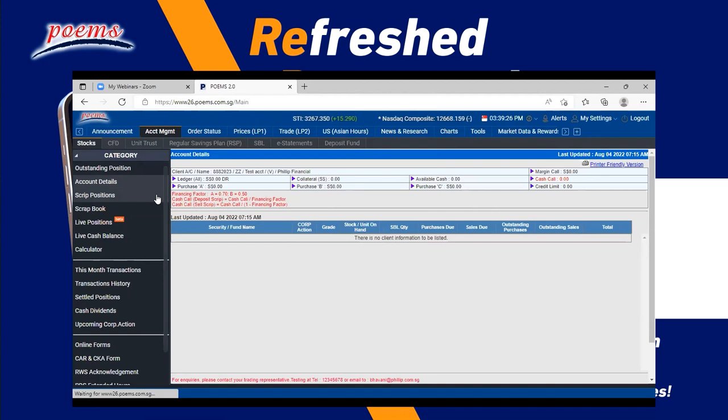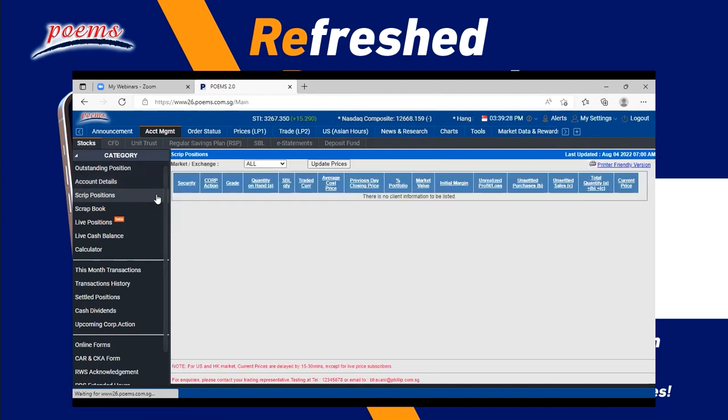Next is, I think, the most important feature, which is the scrip position. You always need to look at your scrip position before you sell any of your shares. You need to see how many quantities of shares you have right now, and whether there is any upcoming corporate action. If you have multiple shares in your account, you can look at this corporate action column to see whether there is any upcoming corporate action like cash dividend, scrip dividend, and so on.